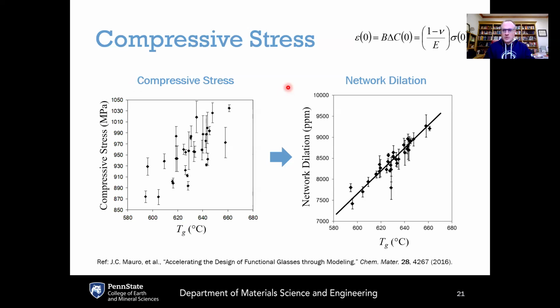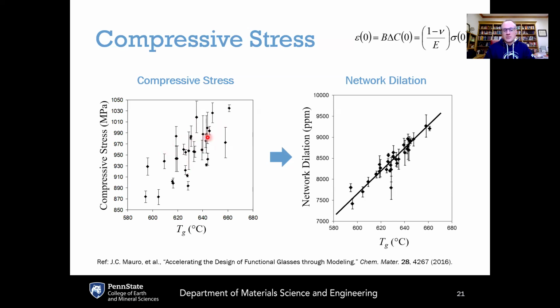Now, the other key parameter that we need to consider is the compressive stress. So how much stress is being generated at the surface of the glass. And if we plot the compressive stress for a whole bunch of these glass compositions as a function of, say, the glass transition temperature, you can see that maybe there is some correlation here between compressive stress and glass transition temperature. However, this is a rather noisy correlation if there is one, because if you take a vertical slice through here or a horizontal slice, it covers quite a bit of ground.